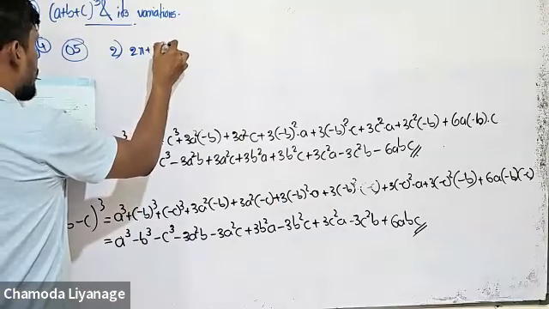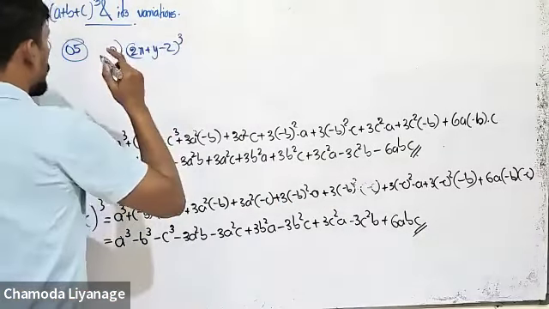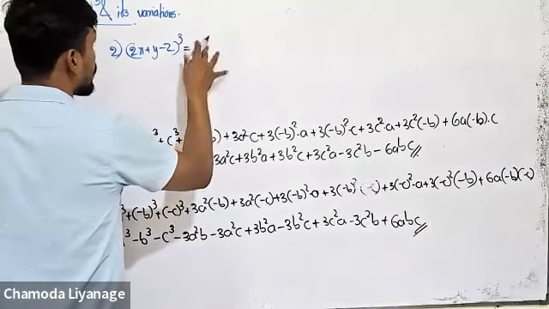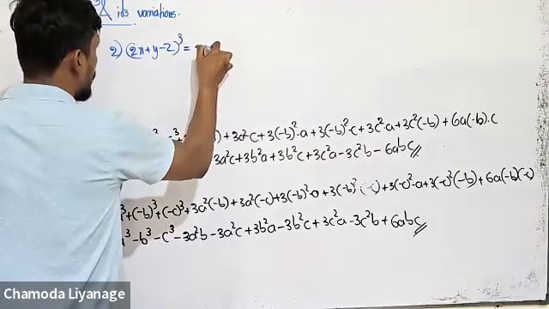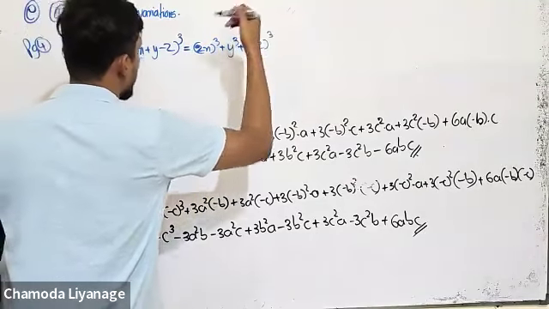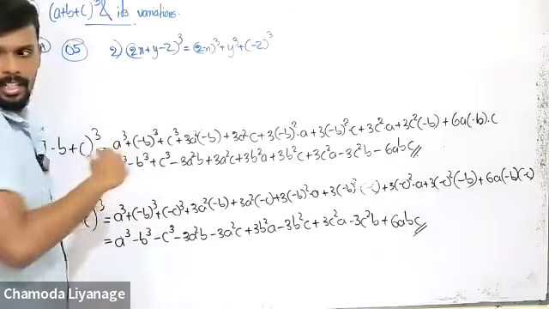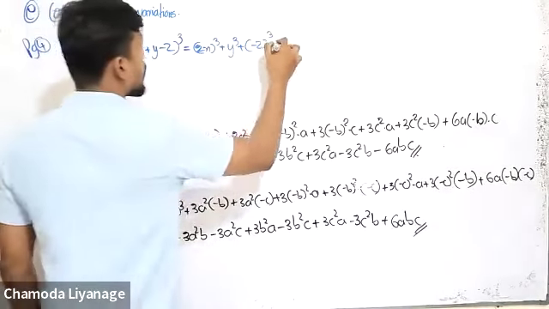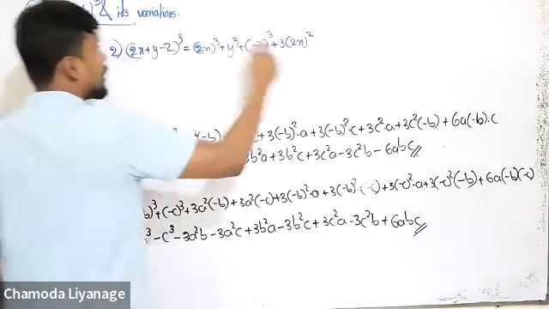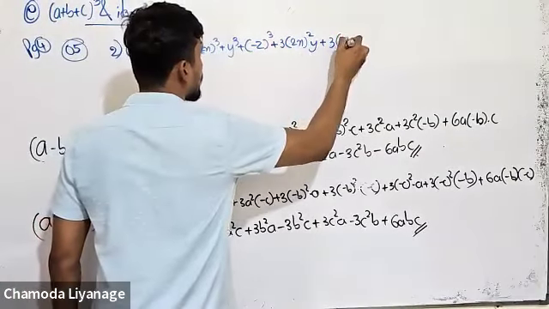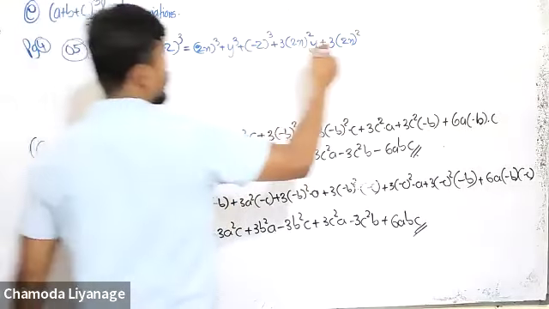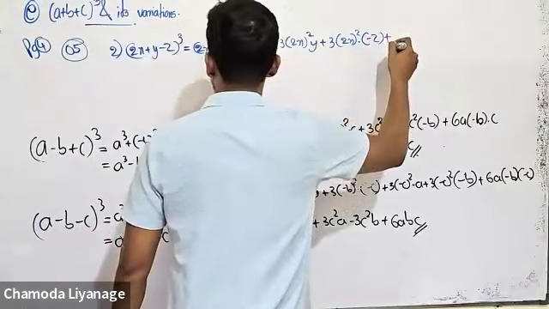(2x + y - z) cube. So apply the formula of the expansion. 2x cube, y cube, minus z cube. Use the brackets. Plus 3 times 2x squared into y, plus 3 times 2x squared into minus z, right?